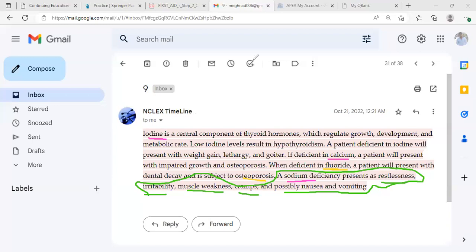And the major thing from this note we learn is iodine, right? So we already know that. I want to recap it. Iodine is important for our growth, our development, and metabolic rate. When iodine is low, it results in hypothyroidism. So reduced iodine leads to hypothyroidism, and the patient presents with weight gain, lethargy, and goiter.